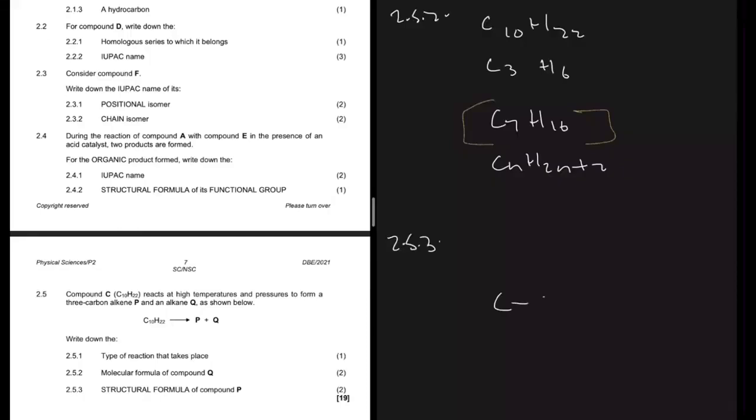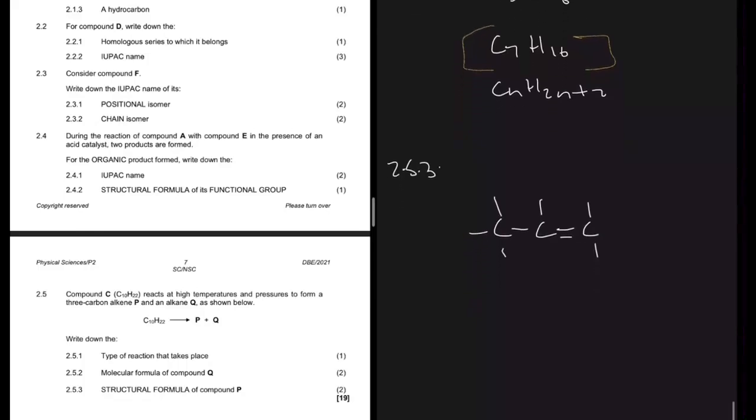And then 2.5.3 structural formula of compound P. We already know that compound P is propene. So C. We can put the double bond here, or we can put it there. It doesn't matter. I will still have the same name. And then carbon, saturated, carbon, and then saturated. So yeah, there we have it.